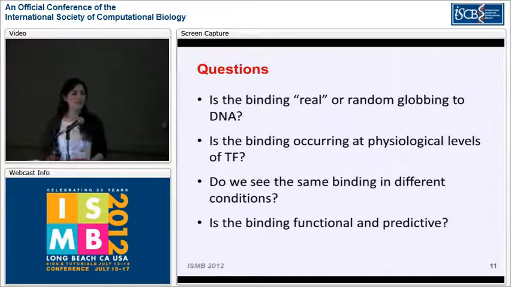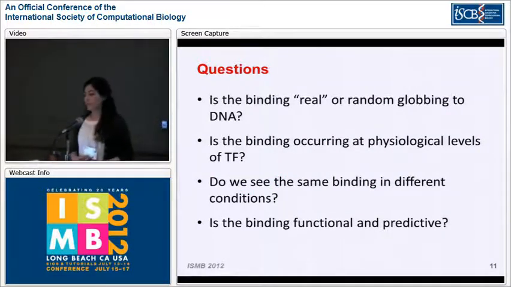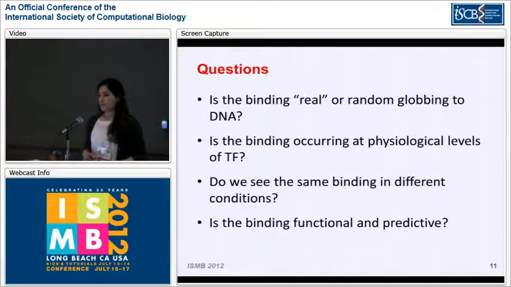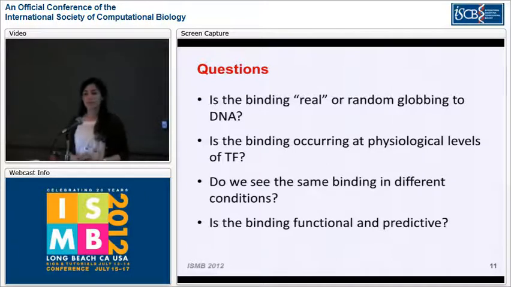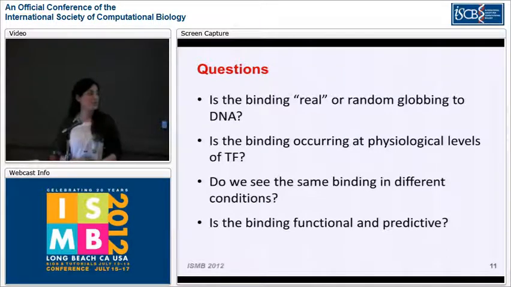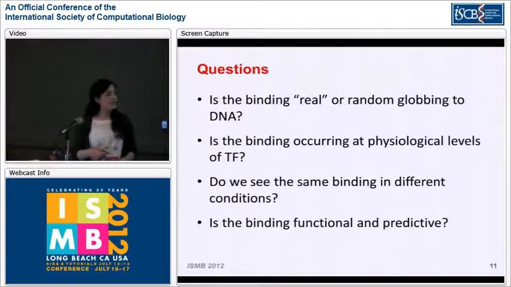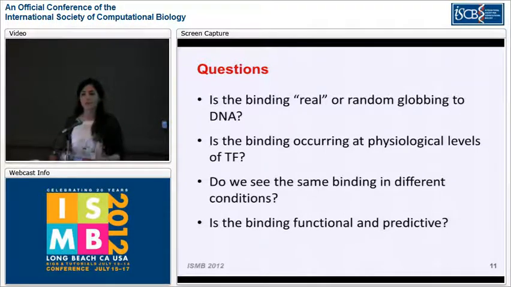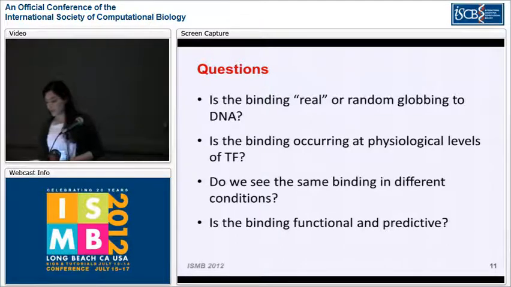Now, the questions that we would like to ask about this binding information are, first, are these bindings real or just random globbing to the DNA? Are these binding events happening at physiological levels of the transcription factors? Would we see the same bindings in different conditions? And finally, do the bindings have regulatory functions, and are they predictive of gene regulation and expression?